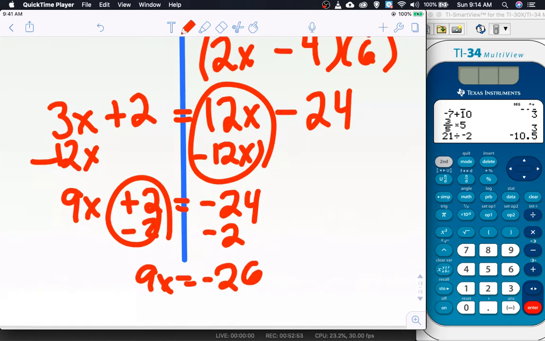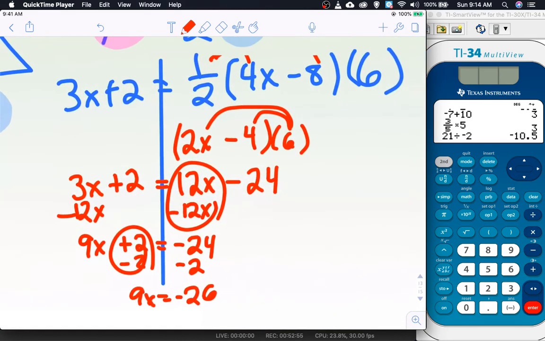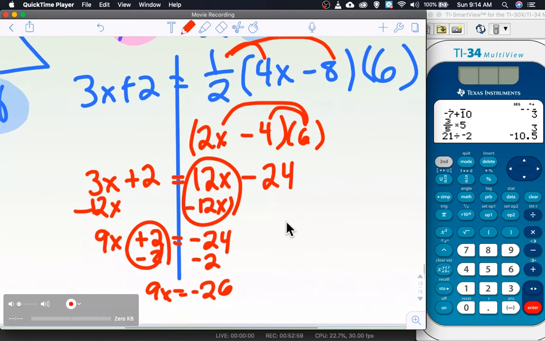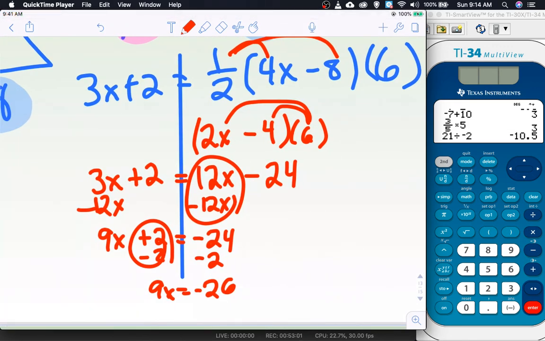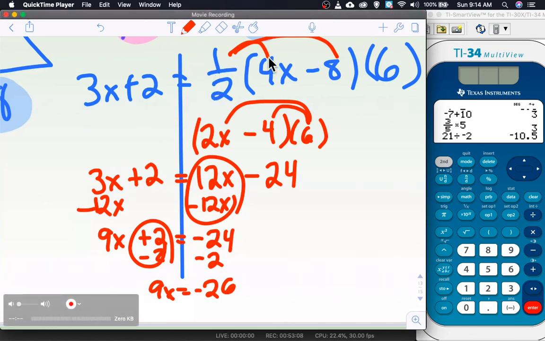Now I can see in my head that this is going to give me a weird answer, so I'm just doing a quick double check to see if I made any little typos anywhere. Just because you get an ugly decimal doesn't necessarily mean you messed up, but it's always good to check. So I'm just running through the math again. Half of 4 is 2. Half of 8 is negative 4. I like. 6 times 2 is 12. 6 times 4 is minus 24.